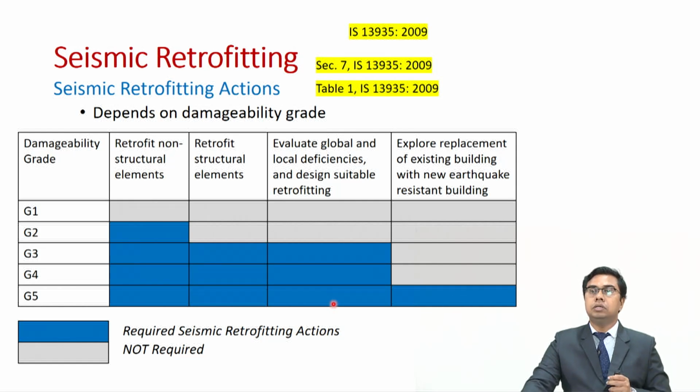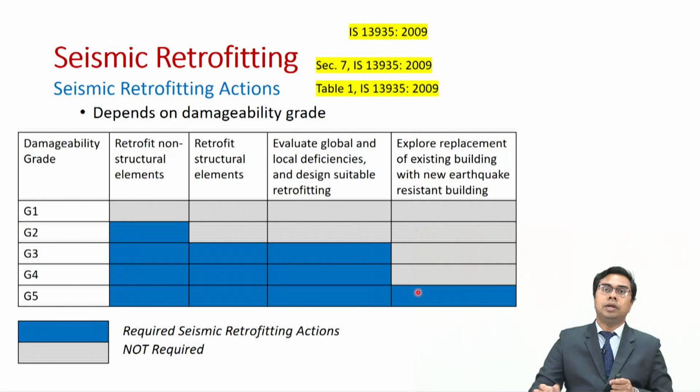Why? Because in this case the cost of retrofitting will be very high and it may be comparable to the reconstruction cost of a similar building, but with good earthquake resistance. So, in that case we may explore replacing this existing building with a new earthquake resistant building.